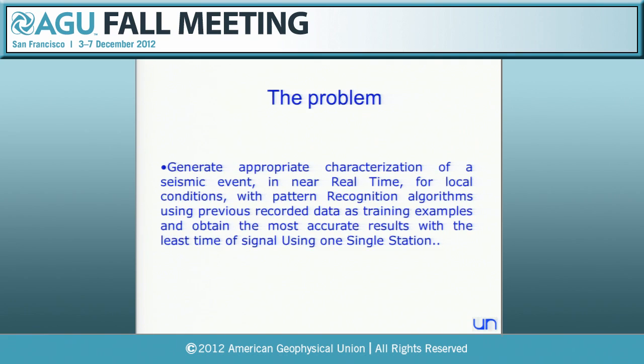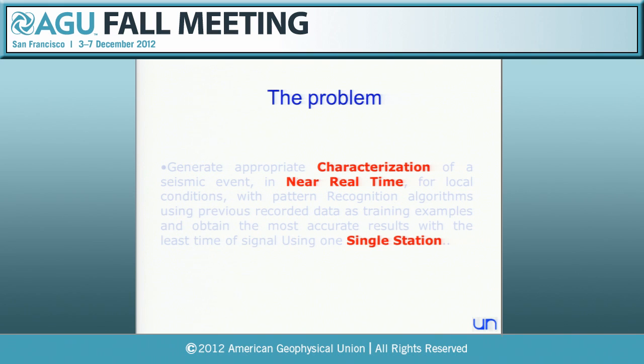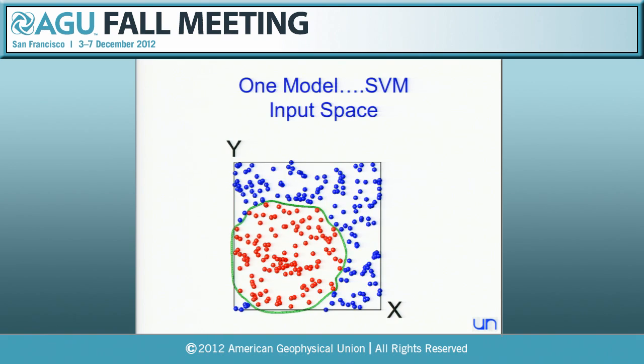So in this case, this is our problem. We want to do characterization more or less in near real time using only one single station. This is just because we have a coarse network. The way can be, for example, using support vector machine. What does a support vector machine do?